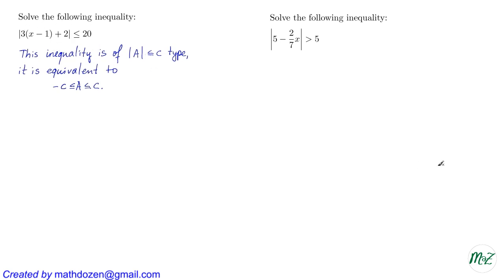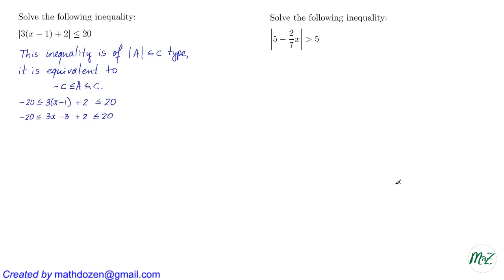and the constant is that 20. So we're looking at 3 times x minus 1 plus 2 being less or equal than 20, and being greater or equal than negative 20. So that's the main step in the absolute value part. Now that we have this inequality without absolute values, we start solving it in the usual way.